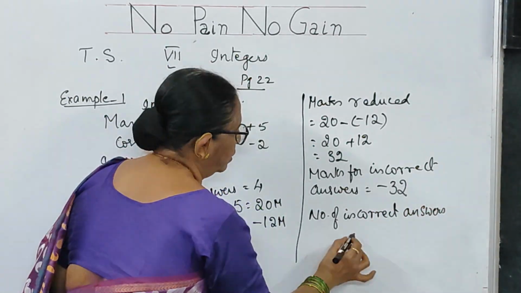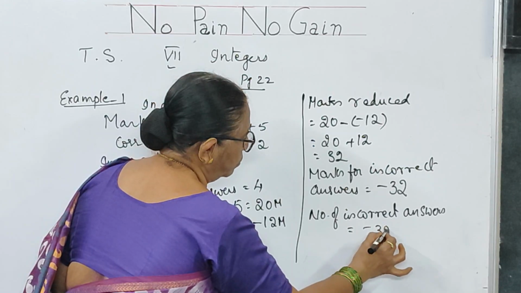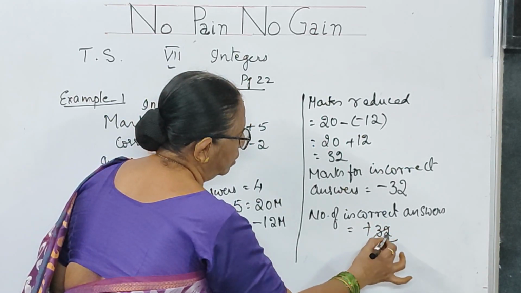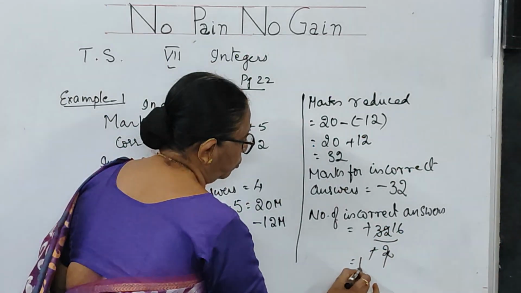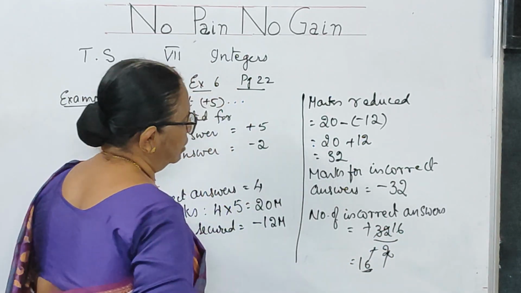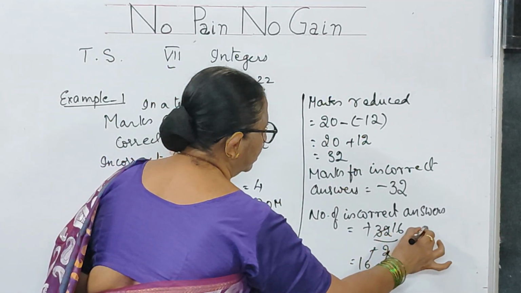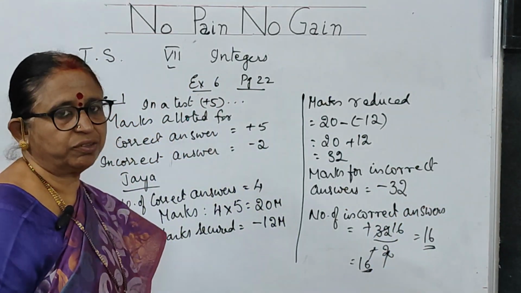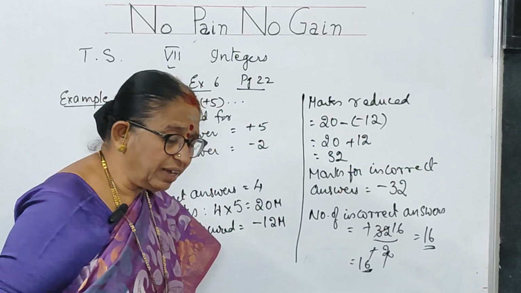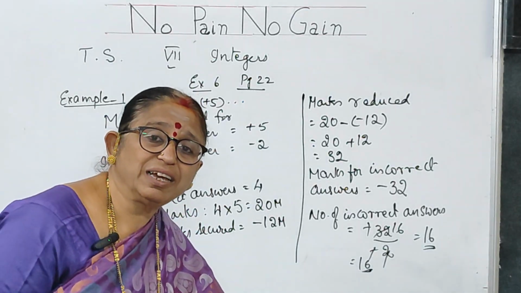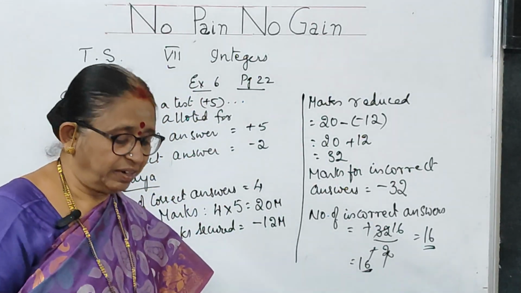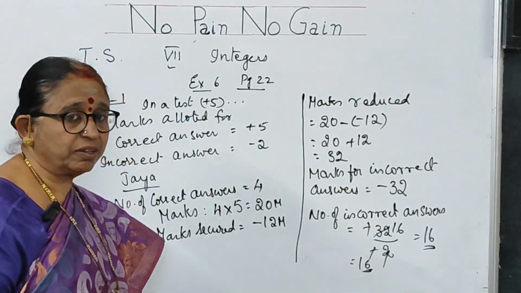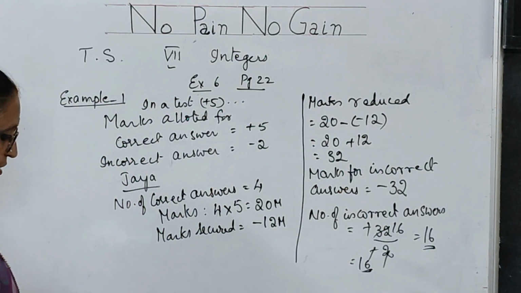How will you find it, children? Minus 32 divided by minus 2. These two will get cancelled. 2 ones are 2, 2 sixes are 12, so 16. You can write it here: 16 questions are incorrect. So Radhika has done 10 incorrect answers, and Jaya has done 16 incorrect answers. I hope you have understood this, children. You can go through it.